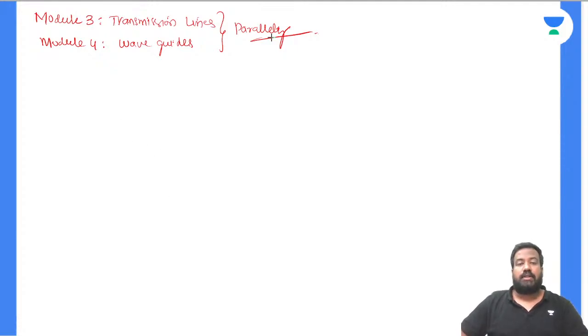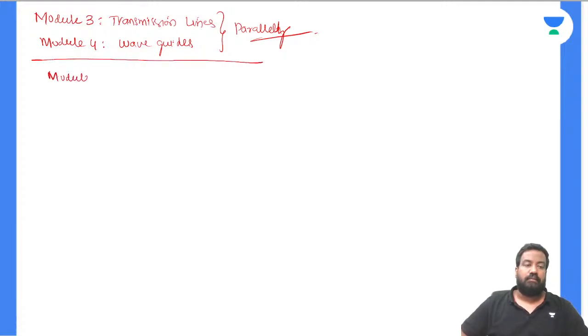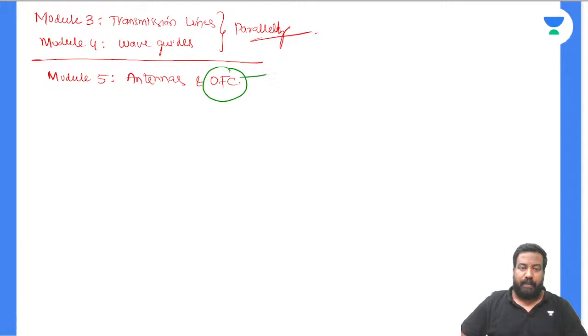So both these modules we are going to start parallelly. Don't worry about this. In module 5, antennas and optical fiber communication. Optical fiber communication I'll take as a separate series.